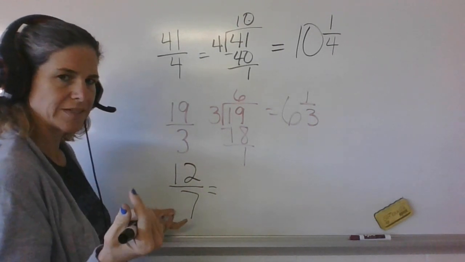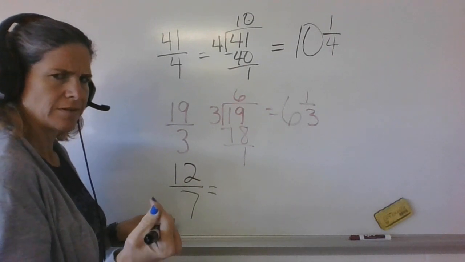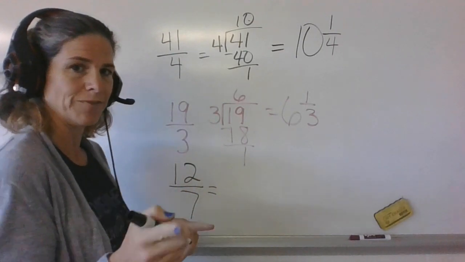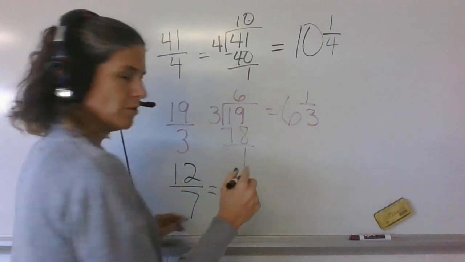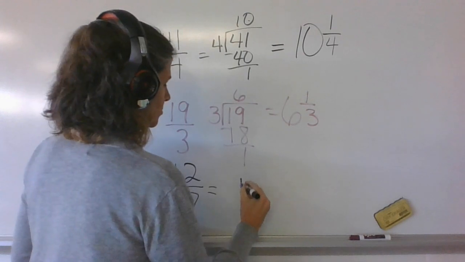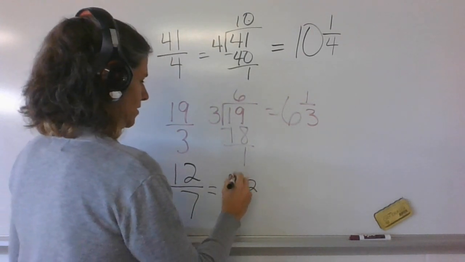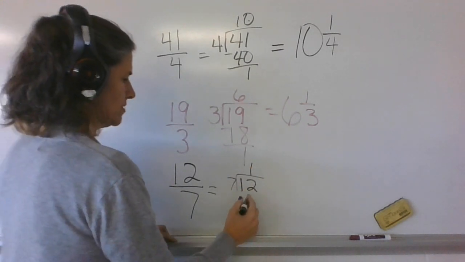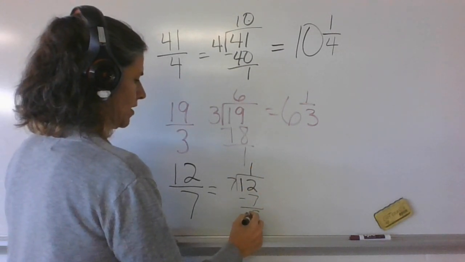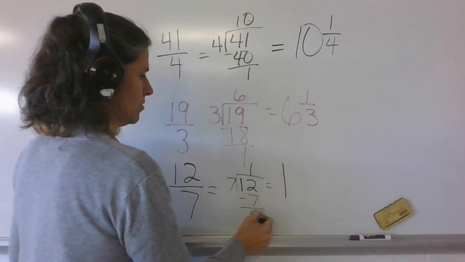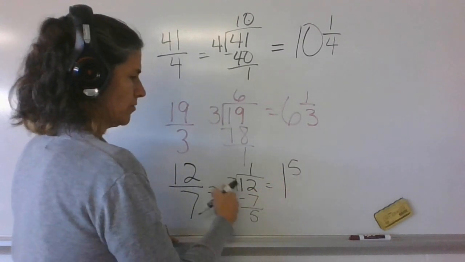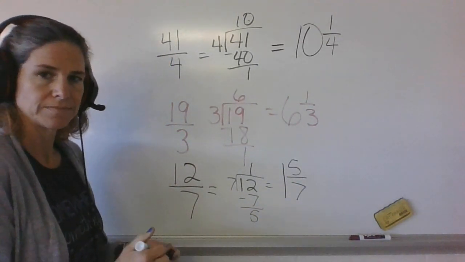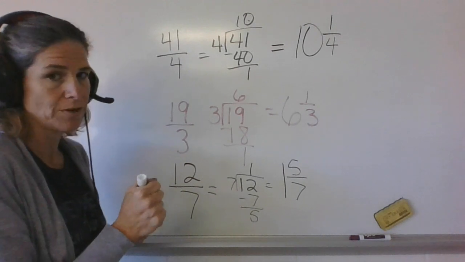Okay, so you have a remainder. What does that turn into? Did you do this? Pause it if you haven't figured it out yet, or restart it if you're still stuck. Okay, so 12 divided by 7. 7 goes into 12 one time. 1 times 7 is 7. I have 5 left over. I have 1 whole, 5 is my remainder, and 7 is my denominator. 1 5/7. Okay? Let me know if you have any questions.